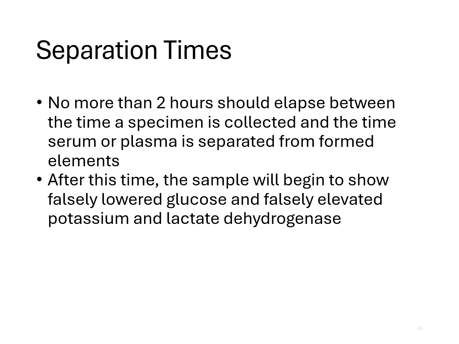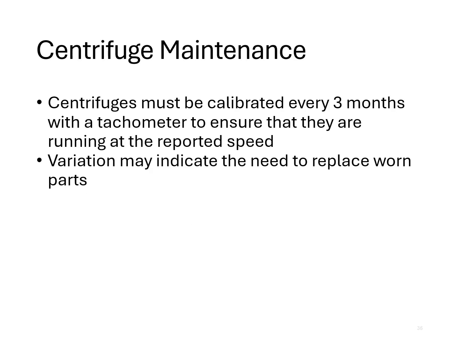Separation time. So no more than 2 hours should elapse between the time a specimen is collected and the time serum or plasma is separated from the formed elements. After this time, the sample will begin to show falsely lowered glucose and falsely elevated potassium and lactate dehydrogenase levels. Centrifuges must be calibrated every 3 months with a tachometer to ensure that they are running at the reported speed. Variations may indicate that worn parts need to be replaced as well.